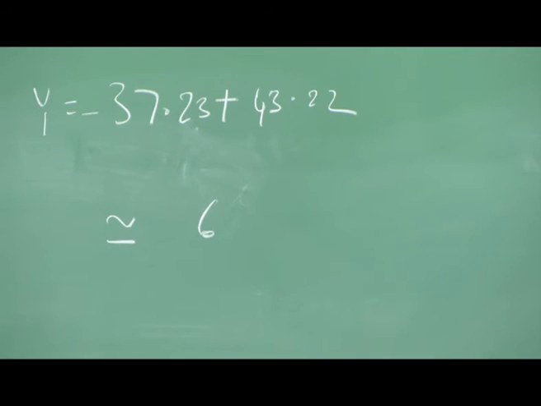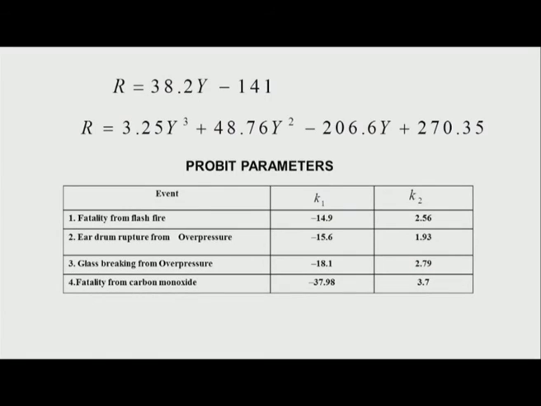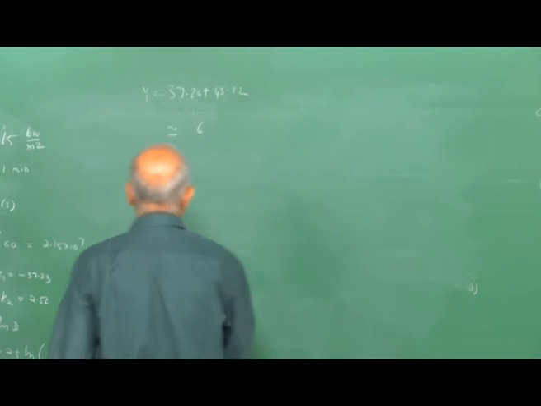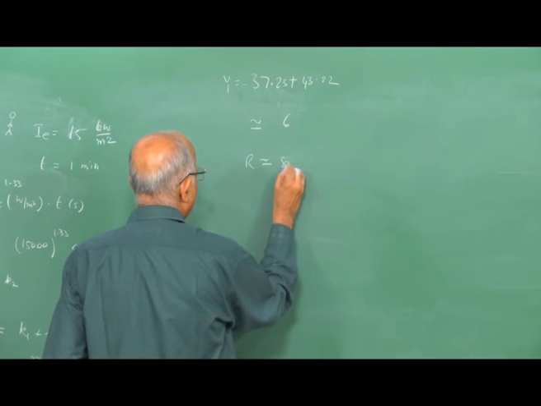Let us say I go back to the particular response over this. I have the value of 6, and this 6 gives me a value around 85 or so, 85%. Or I use the formulae, and if I use the formulae, I can get the value again of response as something around 85%.